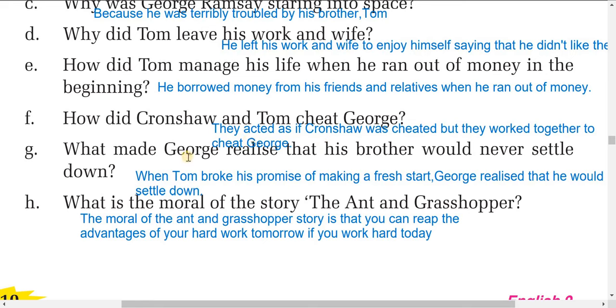Now G, what made George realize that his brother would never settle? When Tom broke his promise of making a fresh start, George realized that he would never settle down. Okay, George realized that he would never settle down because he broke his promise of being good. He broke his promise of making a fresh start time and again. Okay, he broke his promise of being good time and again.